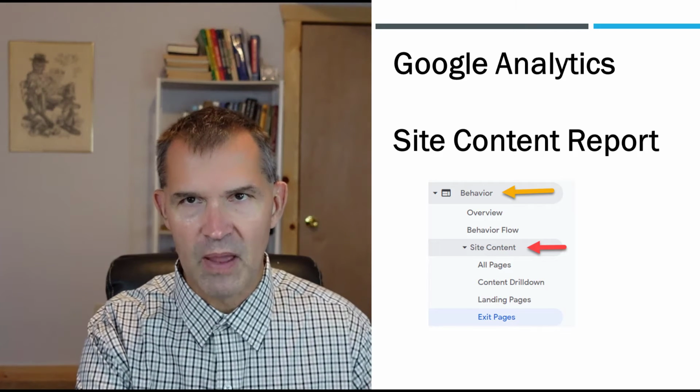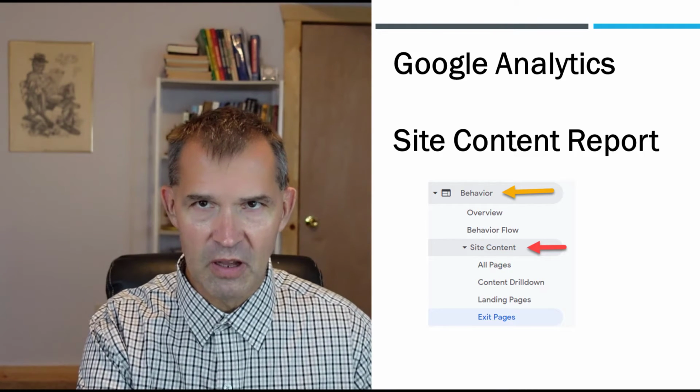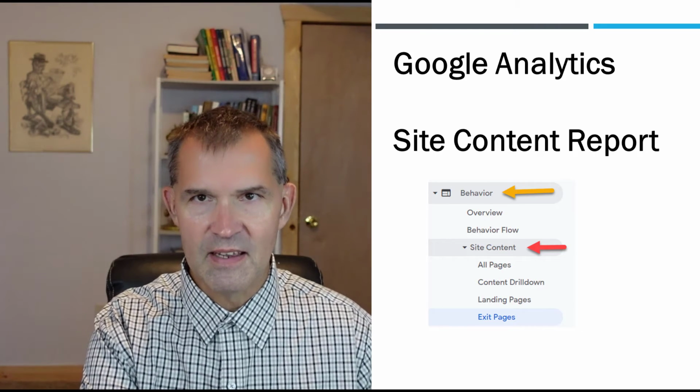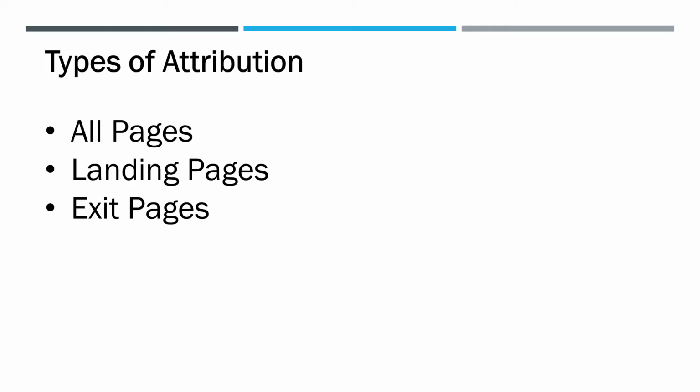So it is located in the behavior section on Universal Analytics or Google Analytics 3, and then you go to site content. And today we're specifically going to talk about three things: the all pages report, the landing pages report, and the exit pages report, and specifically how to use the search toolbar to find pages that might be similar. And so we're going to use YouTube as an example from the Google Merchandise Store.